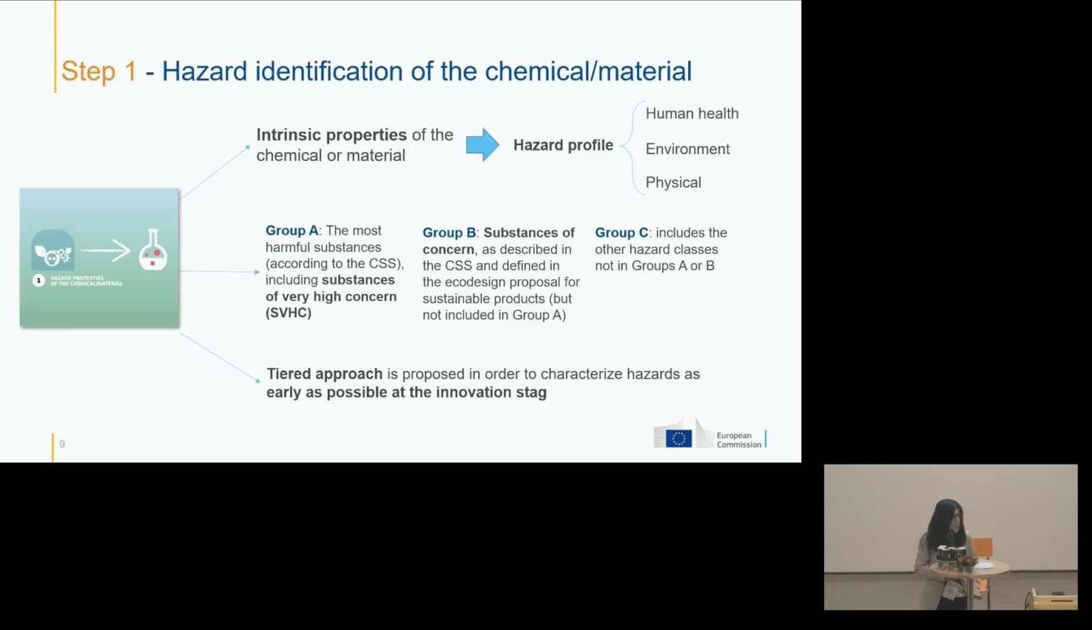Here, I would also like to mention that in order to identify these intrinsic properties, and in line with what has been mentioned before, when we are assessing these chemicals in the design innovation phase, a tiered approach is proposed in order to characterize the hazards as data becomes available. This tiered approach, of course, has high relevance in step 1 because we know that it's very time and effort consuming, and there are a lot of tools available in order to predict the endpoints, but it's applicable for all the other steps as well.